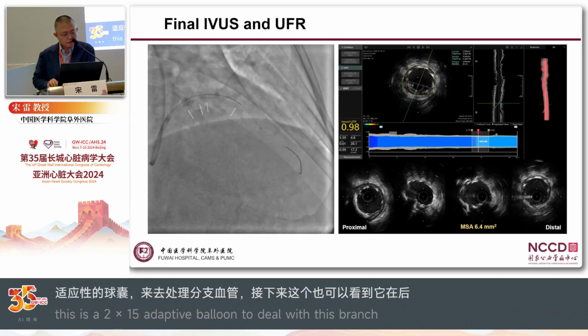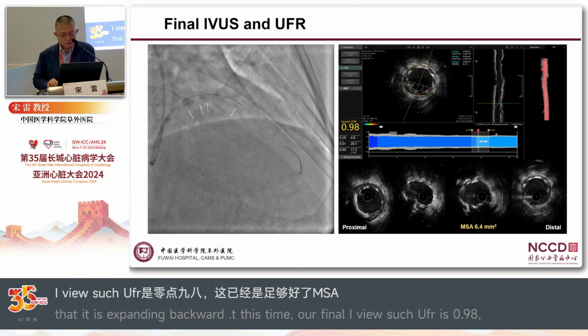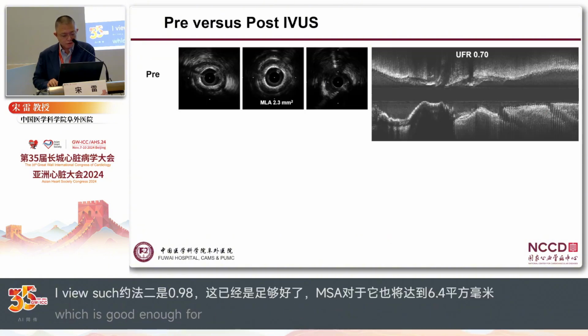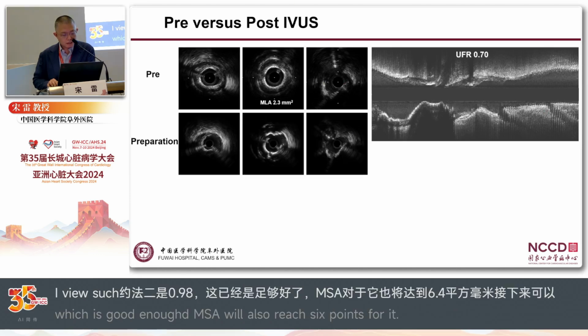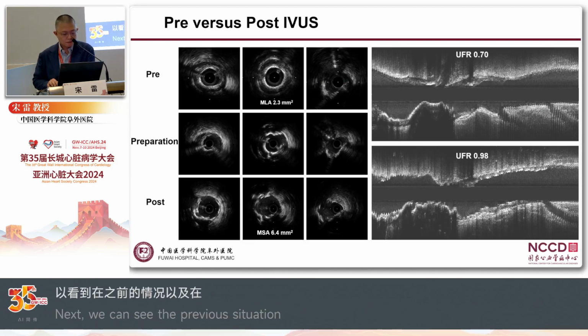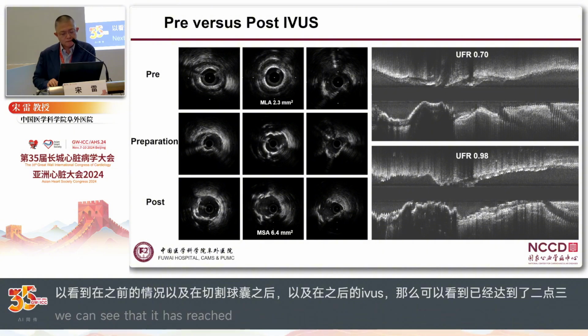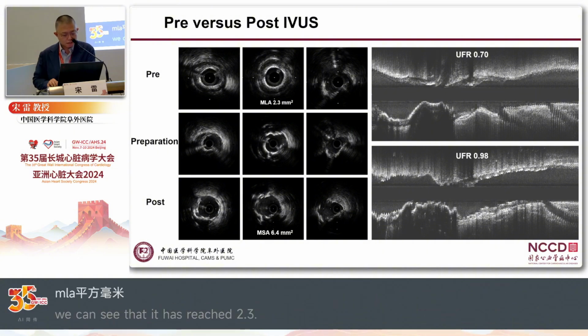And here's the final IVUS. And the UFR is 0.98. It's good enough. And the MSA for the LAD is 6.4 millimeters. Here's the pre, after cutting balloon, and post IVUS. The baseline IVUS shows that the MLA is 2.3 and the final IVUS MSA is 6.4 millimeters square. UFR from 0.6 to 0.98.